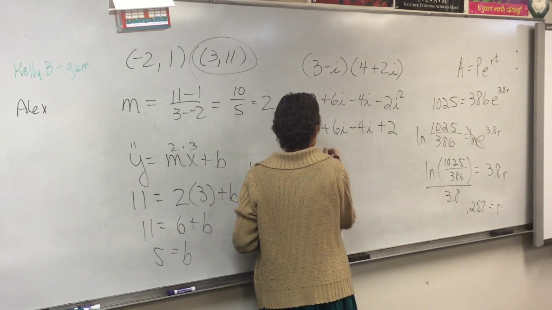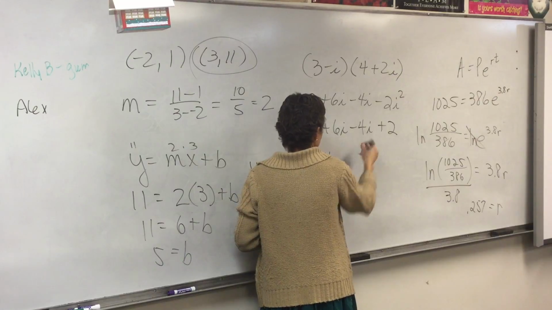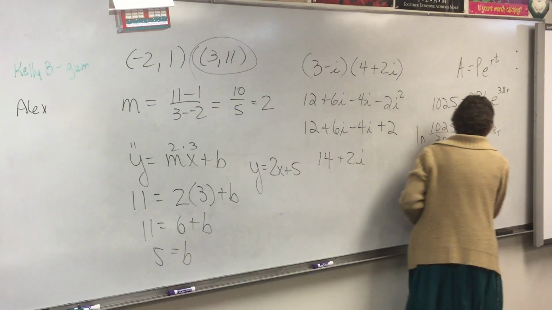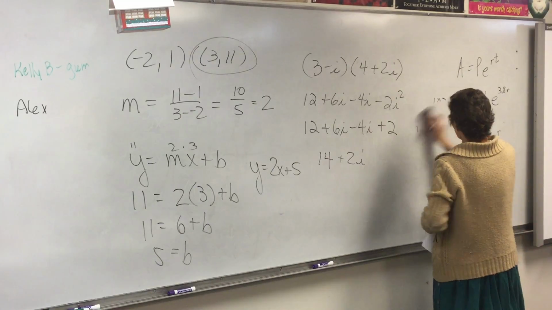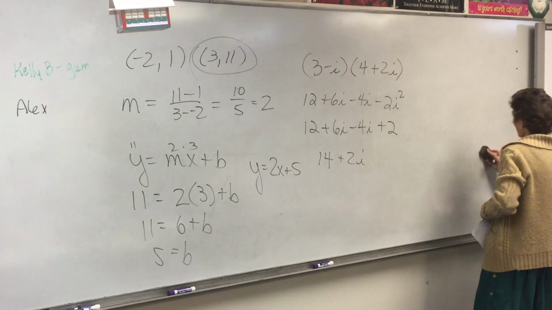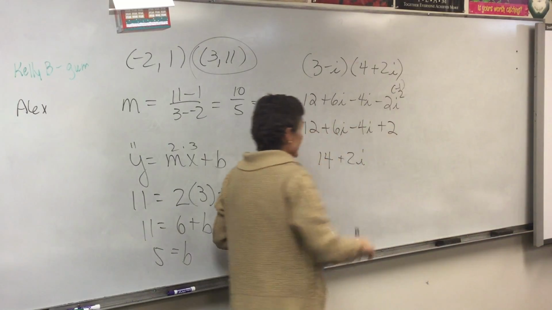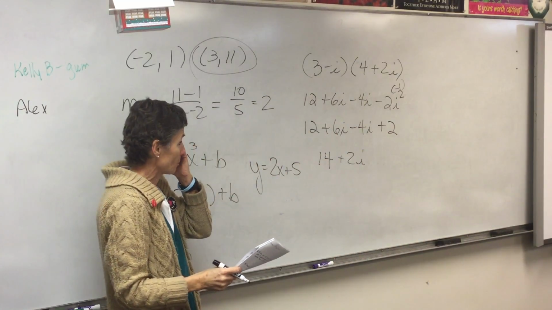So you have 12 and 2, that's 14, and 6i minus 4i, that's plus 2i. i squared is negative 1. So when you FOIL that, you're going to get an i squared, which is a negative 1, so that's how that got to be a plus 2.